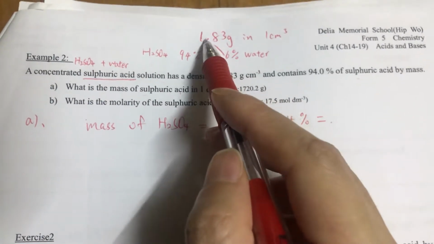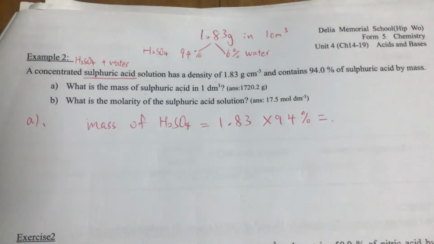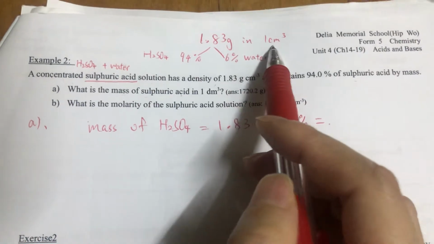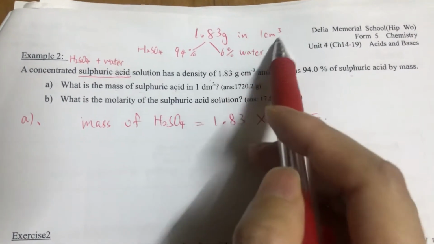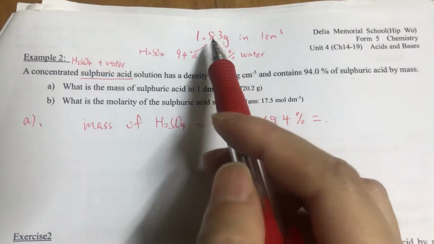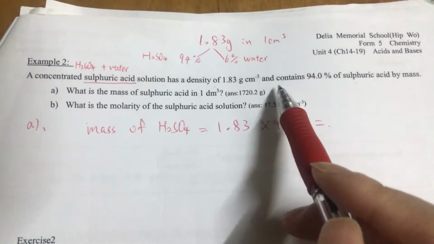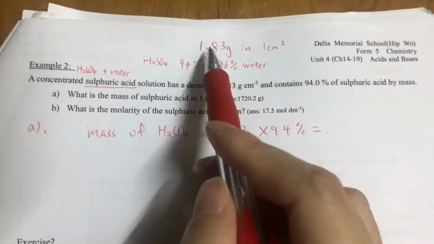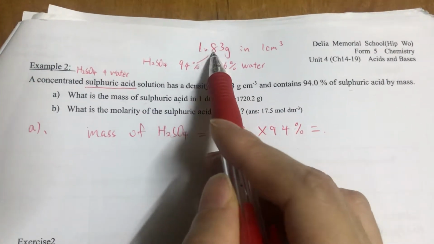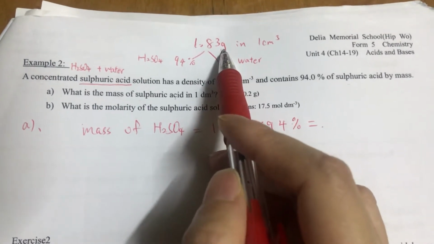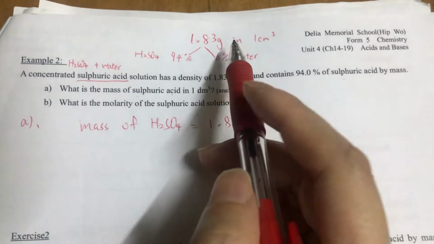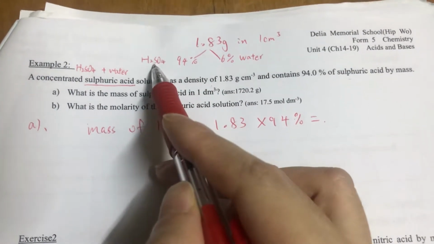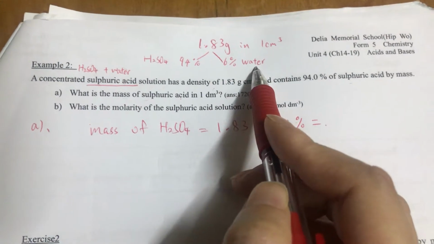That means its mass, its weight, will be 1.83 gram in 1 cm cube. For 1 cm cube of this acid, its mass will be 1.83 gram. And then it contains 94% of sulfuric acid by mass. That means in this 1.83 gram, not all the mass comes from acid. Only 94% of it will be acid, 6% will be water.